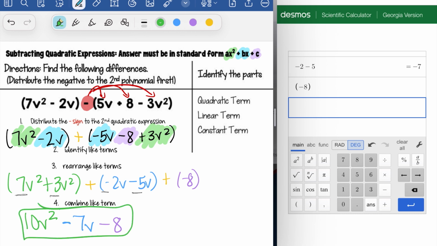So let's review the big idea here. Subtracting means to distribute the negative. After that, it just becomes an addition problem where all we have to do is identify our like terms, same variable, same exponent, rearrange them so that they are side by side, and then combine our like terms. And always remember to write your final answer in standard form.